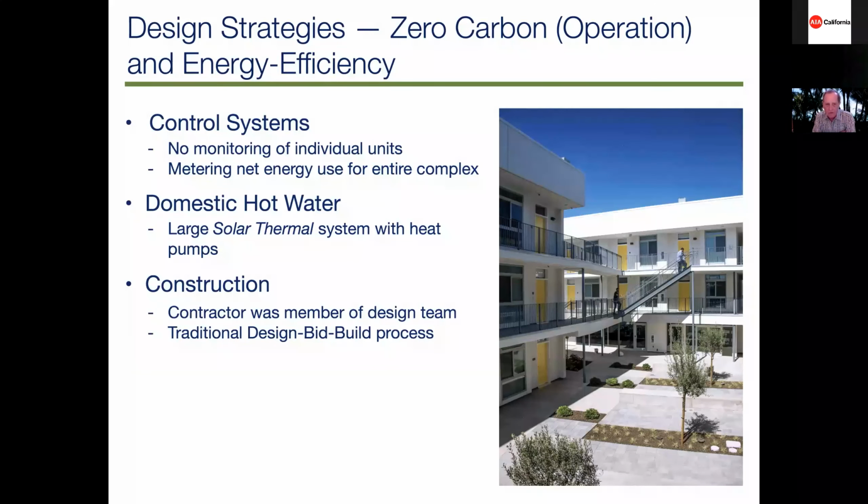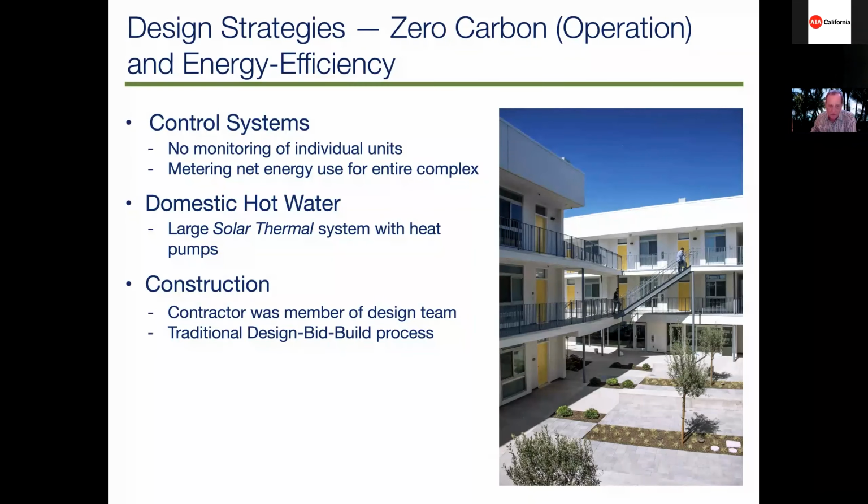In terms of the control systems, as I say, they didn't monitor the individual units. There is metering of the complex as a whole, so the only measured data will be from the complex as a whole, and the same with the PV system. It's metered only in what it supplies to the whole complex. Domestic hot water, they did employ a large solar thermal system. You'll see it in a second.